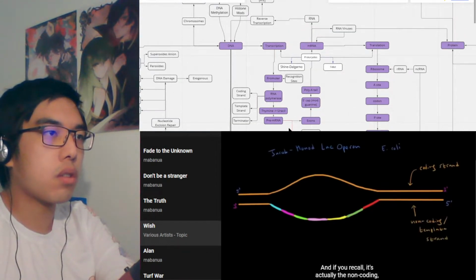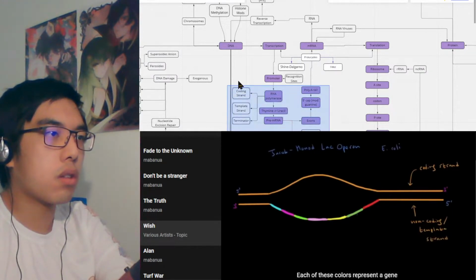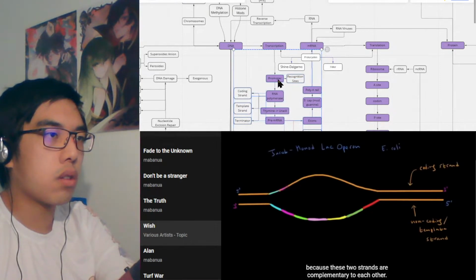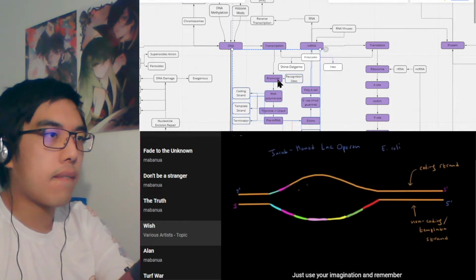And if you recall, it's actually the non-coding or template strand that gets transcribed, and that's the reason that I color-coded the non-coding strand with various genes. Each of these colors represent a gene, and we'll explain in a minute what they are. If I wanted to be more exact, maybe I really should have also color-coded the top because these two strands are complementary to each other. But I'm not going to fill it out, just use your imagination and remember these are complementary.